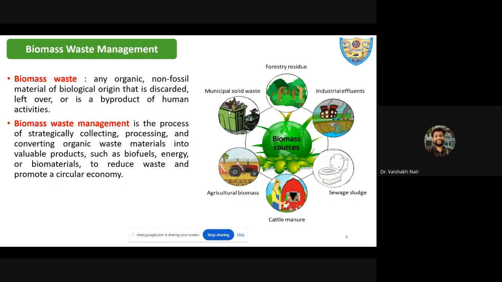So one thing to note is that there are already a lot of well-established management techniques for biomass waste, especially from the point of view of getting energy, biofuels, or some value-added compounds.